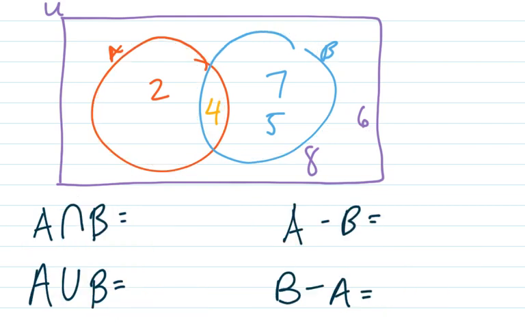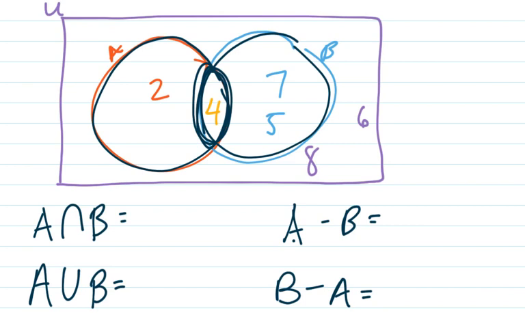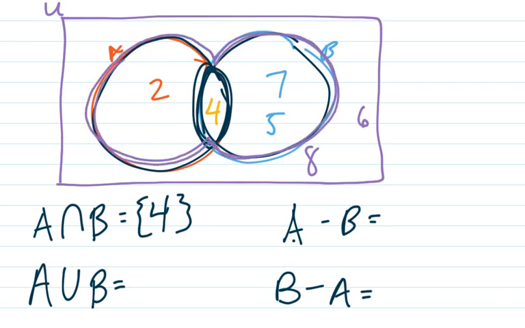Now, looking at the same set, we're going to find our intersection, our union, our difference between A and B, and the difference between B and A. So the intersection, remember, that's the space where they are overlapping. We only count the elements if they are both in A and in B. So the intersection of A and B is the set containing 4. The union of A and B is everything that I'm outlining right now in purple. It's everything contained in A or in B. So that's going to be the set that contains 2, 4, 5, and 7.